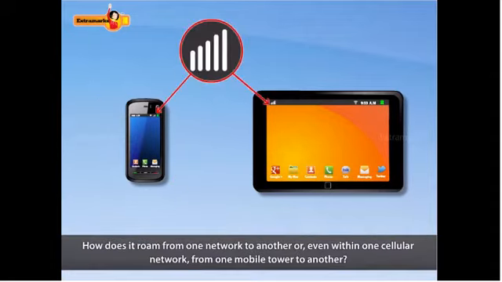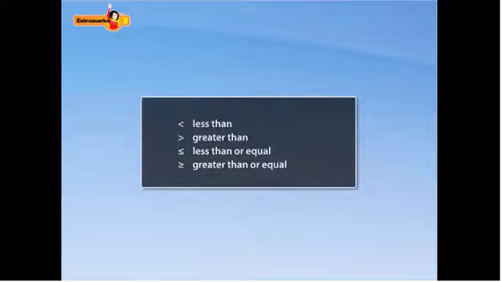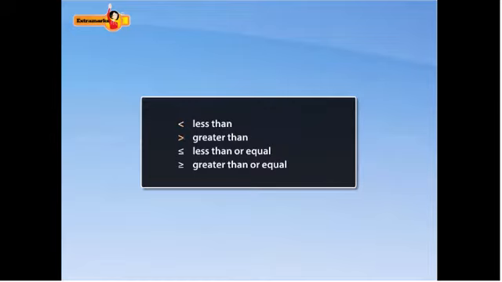How does it roam from one network to another, or even within one cellular network from one mobile tower to another? Your mobile phone, in fact, uses the concept of inequality to help it in making the decision. Before discussing it further, let us know the symbols used to form an inequality. The symbols less than, greater than, less than or equal, and greater than or equal form an inequality.